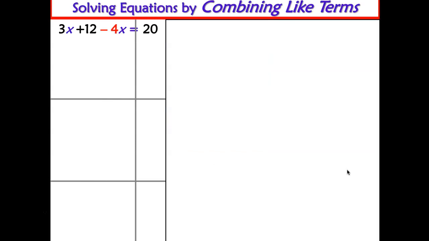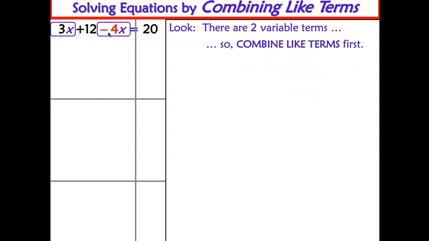Okay, welcome back. Now this is the second objective: solving equations by combining like terms. In this case, what you want to do is, there are two terms that are like terms, 3x and negative 4x. They both have the variable x, so that means that you can add or subtract them. So in this case, you go 3 minus 4, which will give you negative 1. So that will be negative 1x.